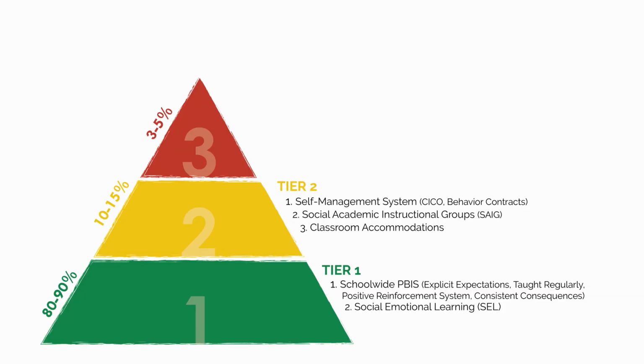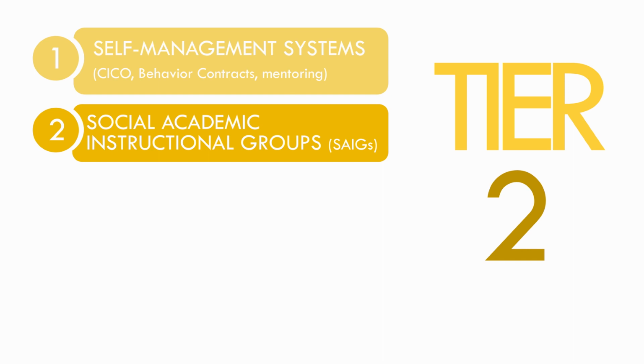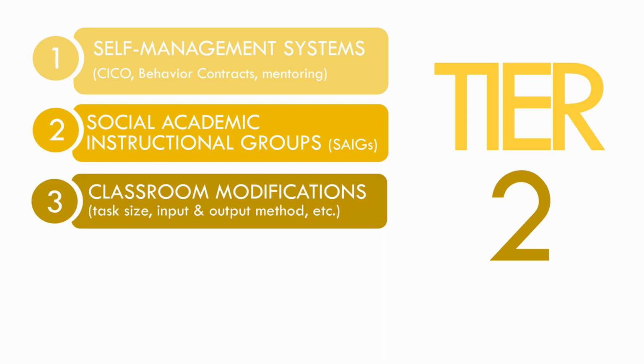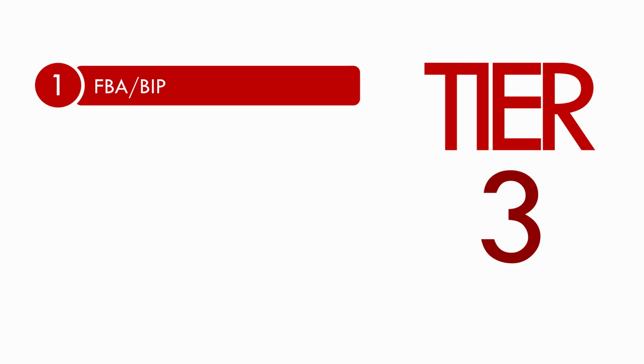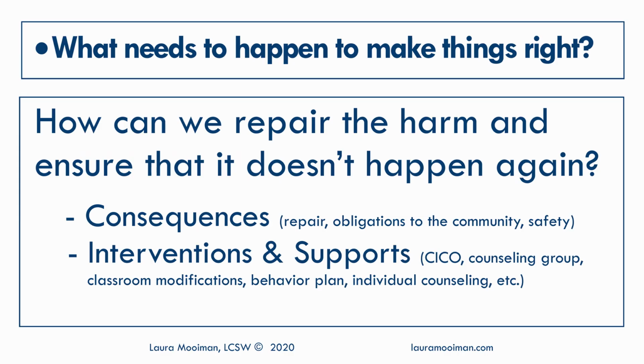In PBIS, we seek to understand the underlying causes for behavior by trying to determine the function. Why is this behavior happening? And here is where Tier 2 and 3 PBIS strategies can help. Rather than trying a bunch of interventions and crossing your fingers hoping it's going to work, why not use evidence-based interventions, self-management systems like check-in, check-out, or SAIGs, small group counseling, or classroom modifications. And with really serious intensive needs, try a behavior plan, individualized counseling, or wraparound support.